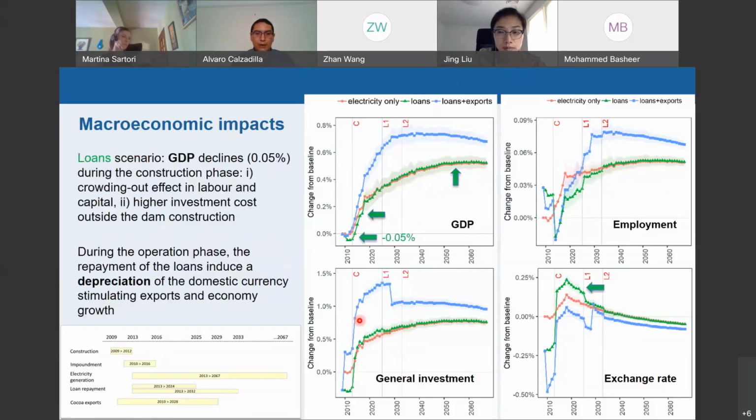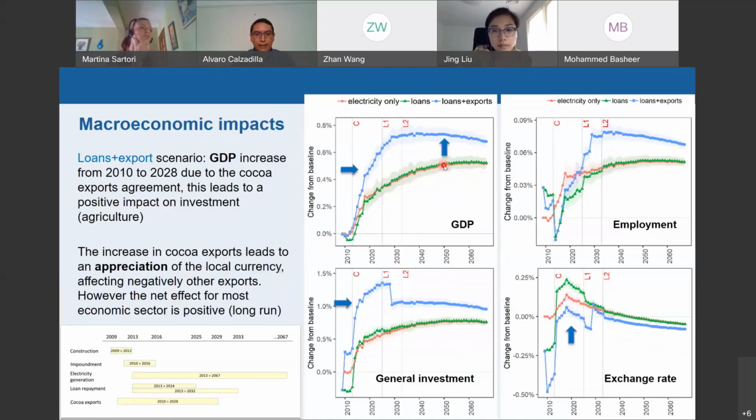In the loan scenario, the GDP declines during the construction phase, as we can see here, by a very small amount, and this is mainly due to two reasons: the crowding out effect of labor and capital, and the higher investment cost outside the dam construction. And during the operation phase, the repayment of the loans induces a depreciation, as we can see here in the green line, of the domestic currency, and this stimulates exports and economic growth. And for this reason, the growth in this scenario is a little bit higher.